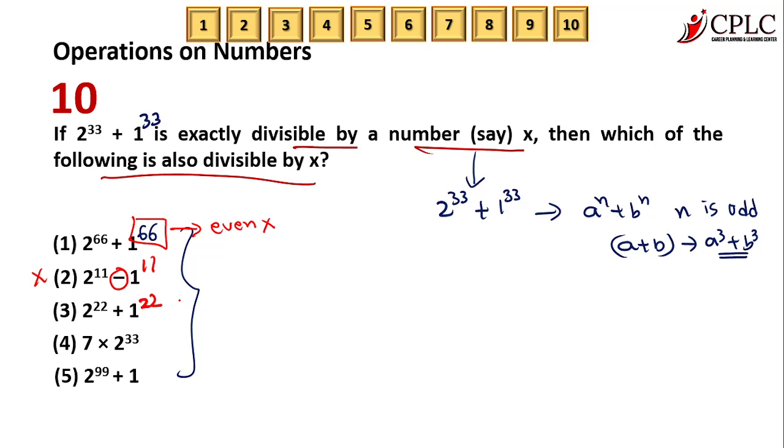Then this 22 is of the same type? Power is even, not of the same type. Then this clearly is not of the same type. Obviously it has to be this. Why? Because it also belongs to the same type, a raised to n plus b raised to n when n is odd, because 99 is odd and the sign is also plus, and it will also be divisible by the same number. So option 5 is the answer for the 10th question.